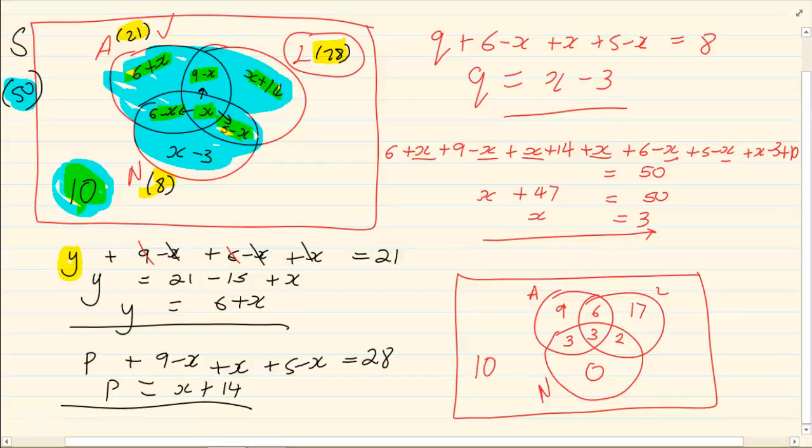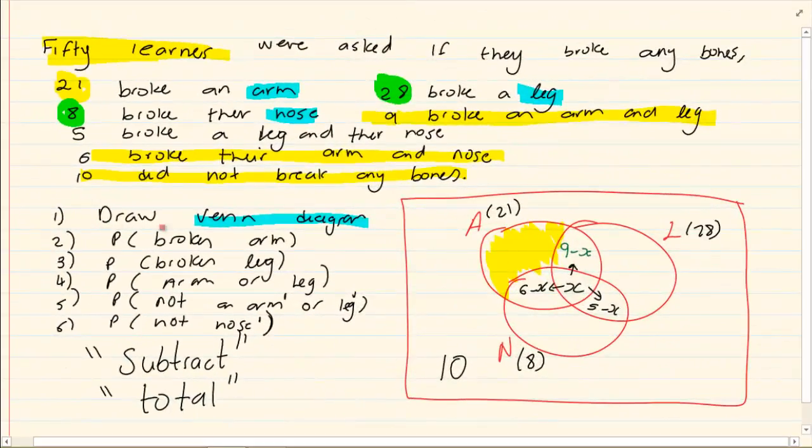Now let's go to the other questions that they may ask you related to this. Okay, they told you draw a Venn diagram. Now, when they ask you to draw a Venn diagram, they didn't tell you, hey, solve for x. But in order to do the others, you have to solve for x. What is the probability of a broken arm? Now that you could get simply from looking at your information. A broken arm is 21 over 50.